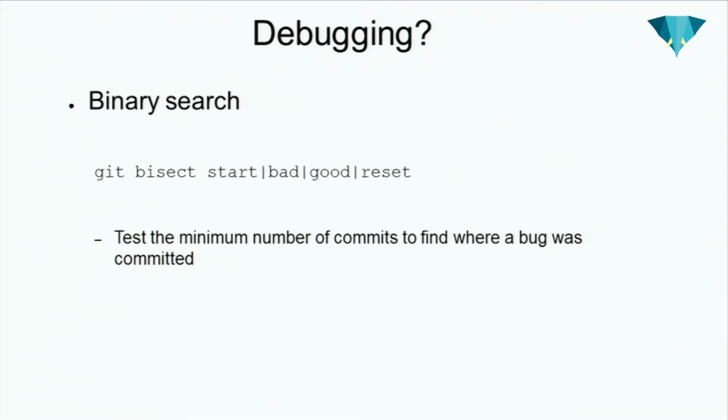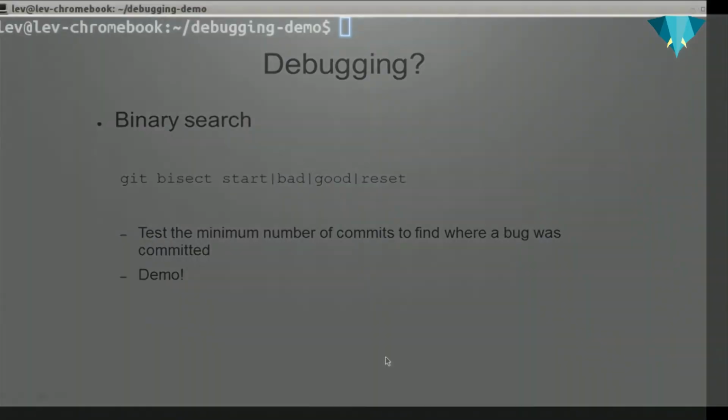Bisect is a word for binary search, okay? And the idea is that it tests the minimum number of commits. So it's almost the quickest way to get there without a very lucky guess. Next, there is a demo. So if we can switch back again, if you please. Promise it's the last time.